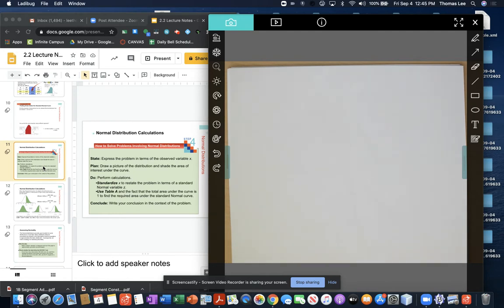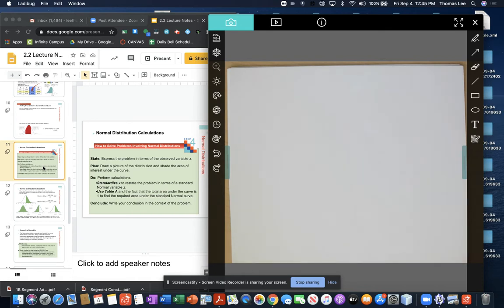So when you're doing a normal calculation, what that means is that you have some data in the real world that is pretty close to the normal model. So you're going to use the normal model and calculate as if it actually is normal.